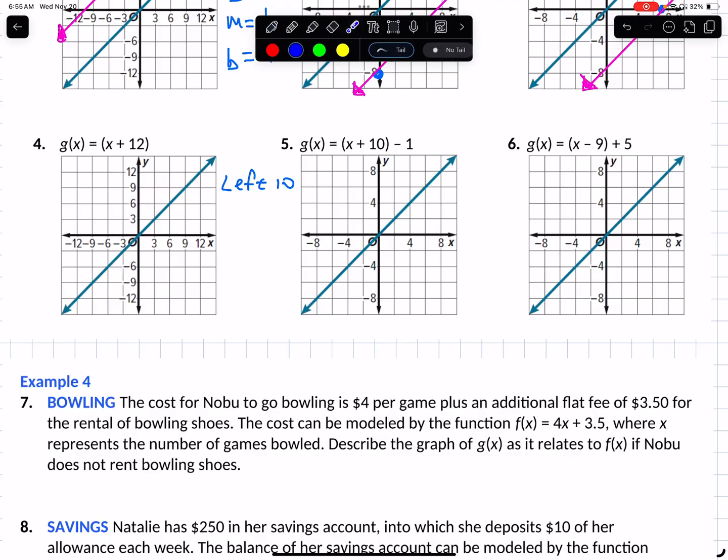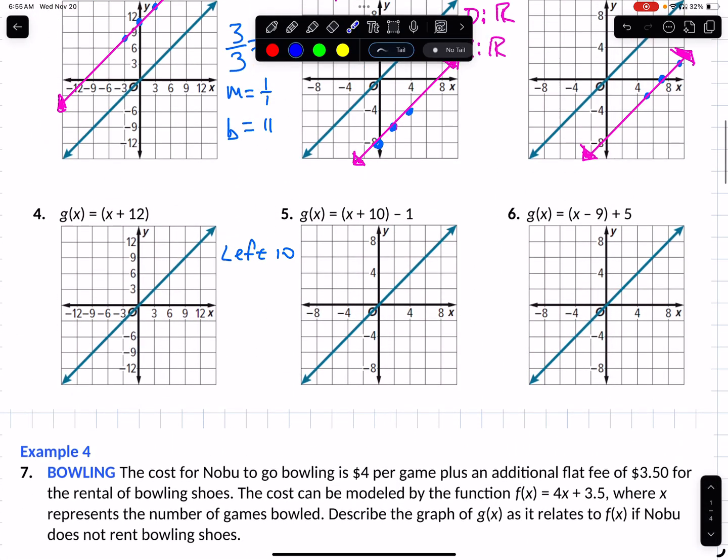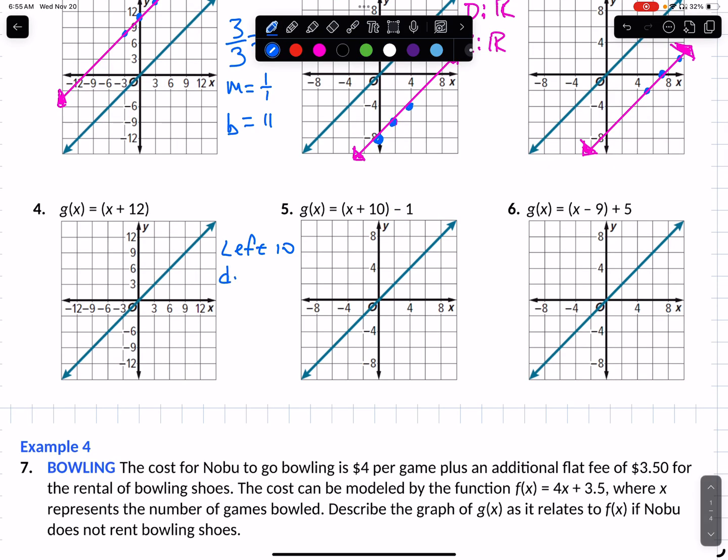And then the minus 1 at the end of the function, if I look at my rules, if I put minus at the end, that makes it move down, whatever that number is. So this function is going to move down 1 and left 10. So we take the center of our graph and we're going to move it left 10 units, which is all the way here at the end of the graph, and down 1 unit.